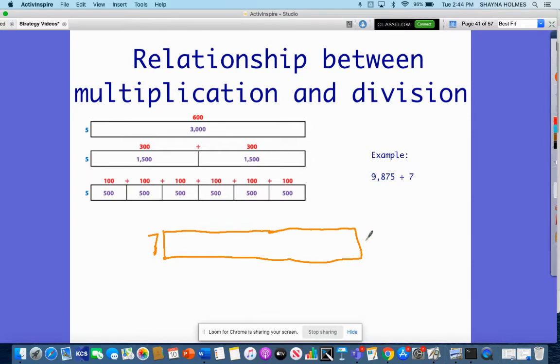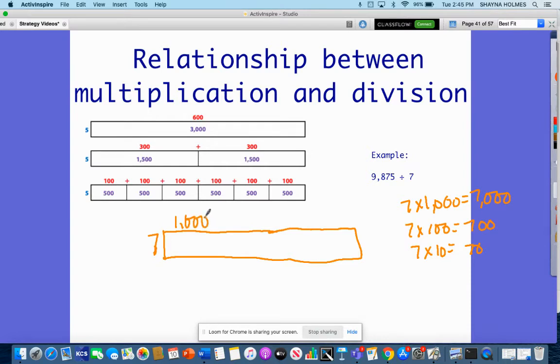The very first thing I like to think about is, this is overwhelming to me, but what are some facts that I know? I always start with my thousands, my hundreds, and my tens. I know that 7 times 1,000 is 7,000. And I know that 7 times 100 is 700. And 7 times 10 is 70. This is really helpful to understand how many groups of 7 I can have here. If 7 times 1,000 is 7,000, that is the closest here.